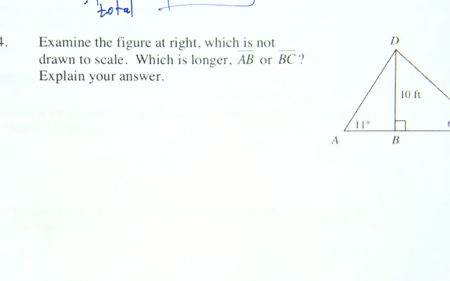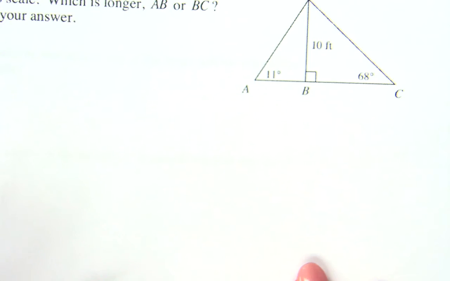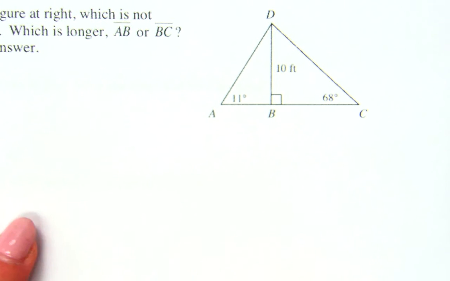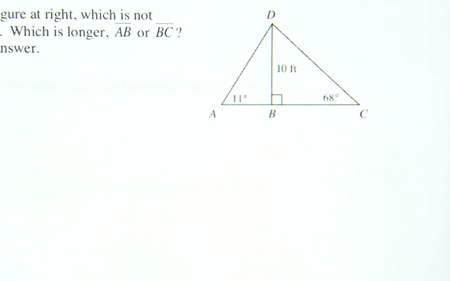Okay, 44. Examine the figure to the right, which is not drawn to scale. Which is longer, AB or BC? Oh, I know what this is. This is a really good problem. This goes back to the concept of the smallest side is always across from the smallest angle, and the largest side is always across from the largest angle. It's not drawn to scale, so don't be fooled by anything weird in here. So remember, biggest side across from the biggest angle, smallest side across from the smallest angle.